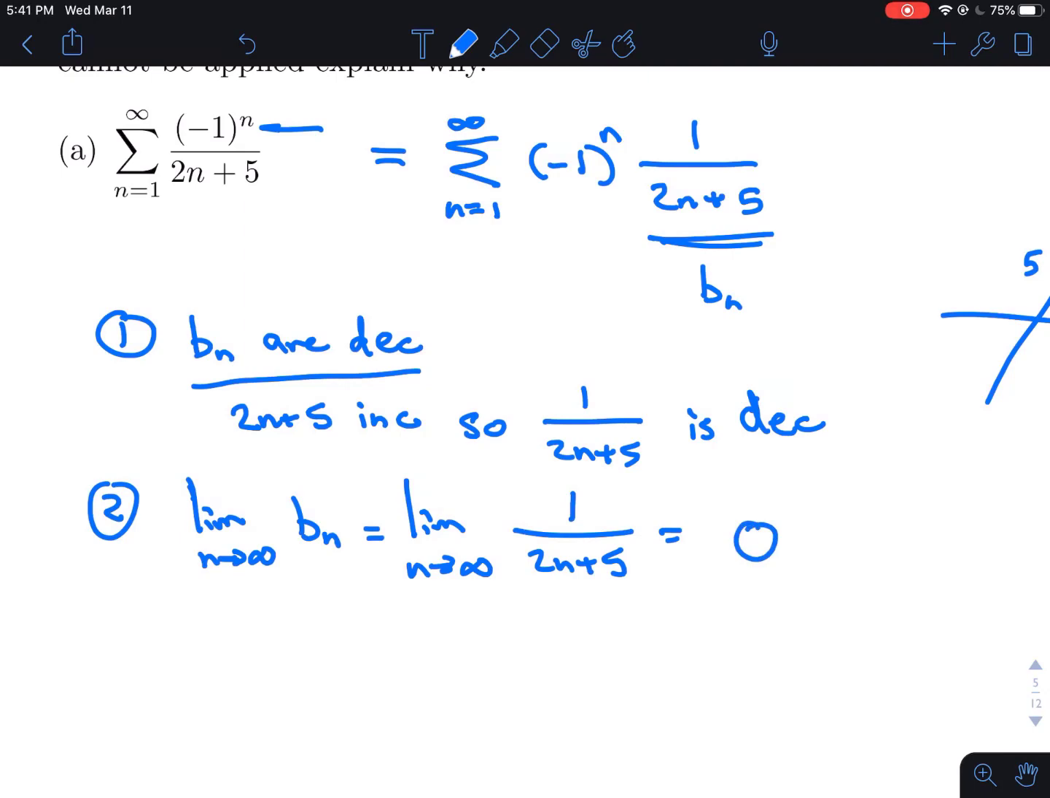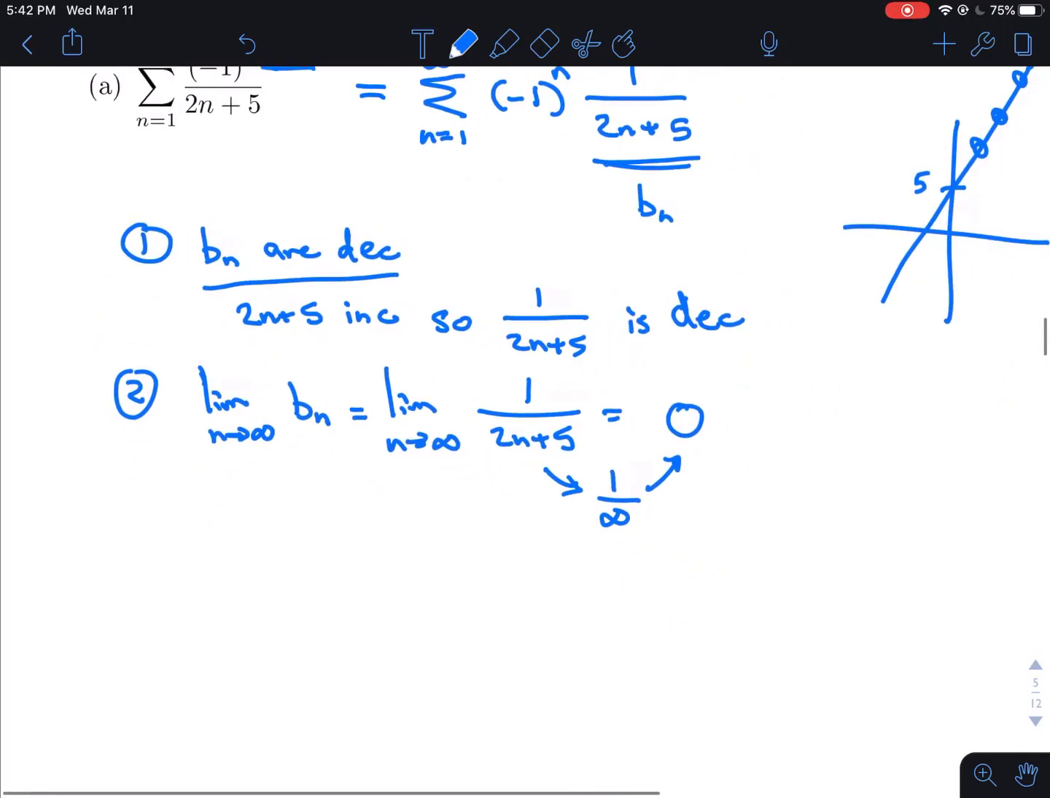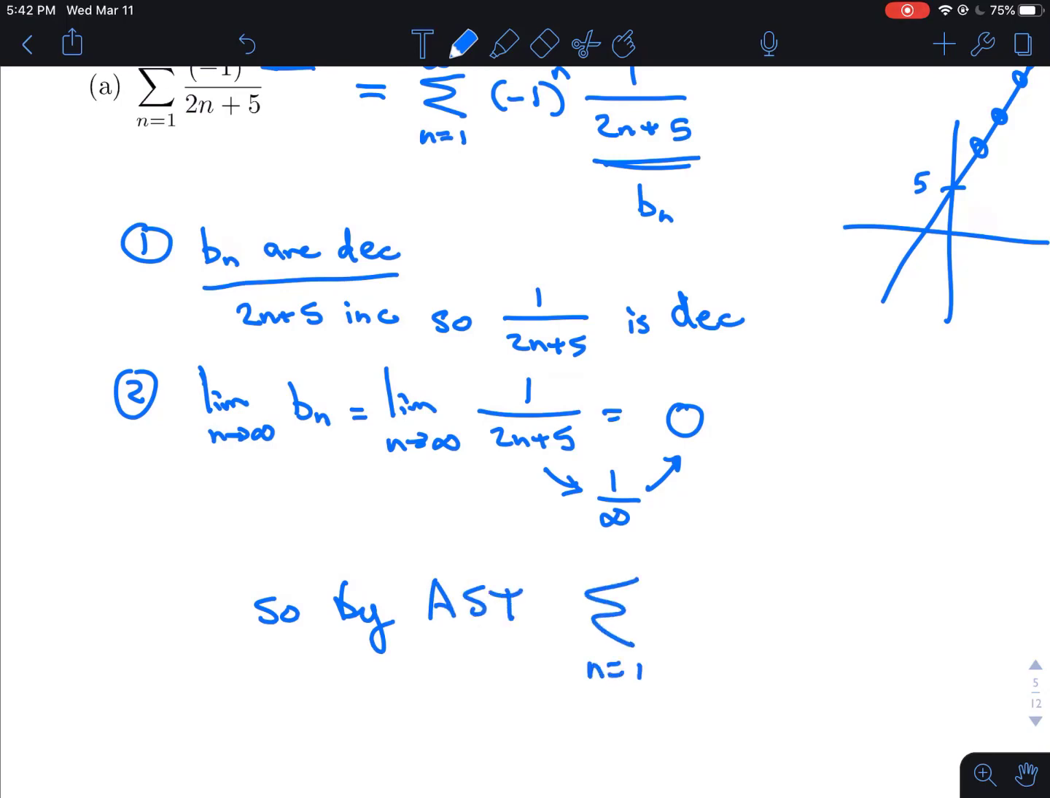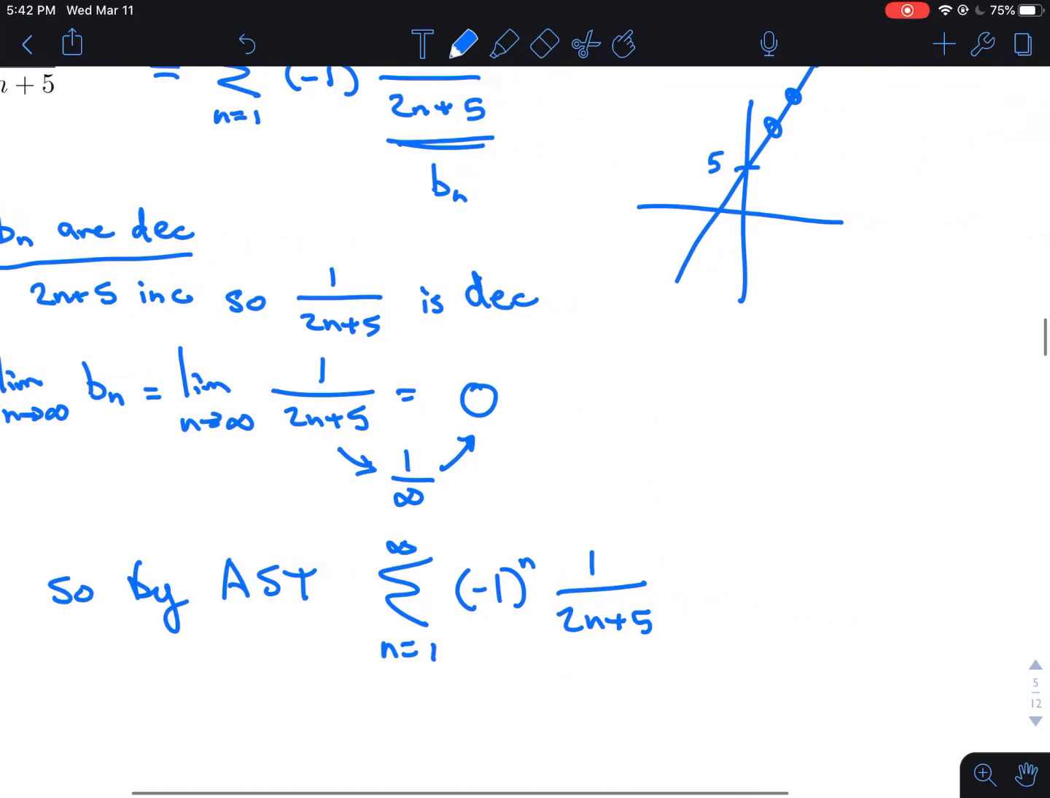I suppose that you could, for a little shorthand, do just 1 over infinity. That's not really proper math so much, but you could go ahead and write this just so you realize what's going on here. And again, this is getting larger and larger in your denominator, and so it goes to 0 overall. So yes, these two things are indeed met, and so by the alternating series test, our series here, summing from 1 to infinity, negative 1 to the n of 1 over 2n plus 5, converges.